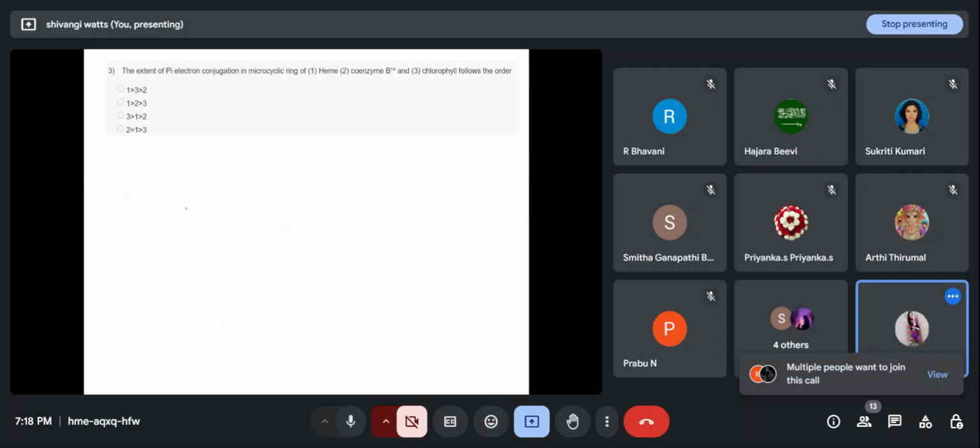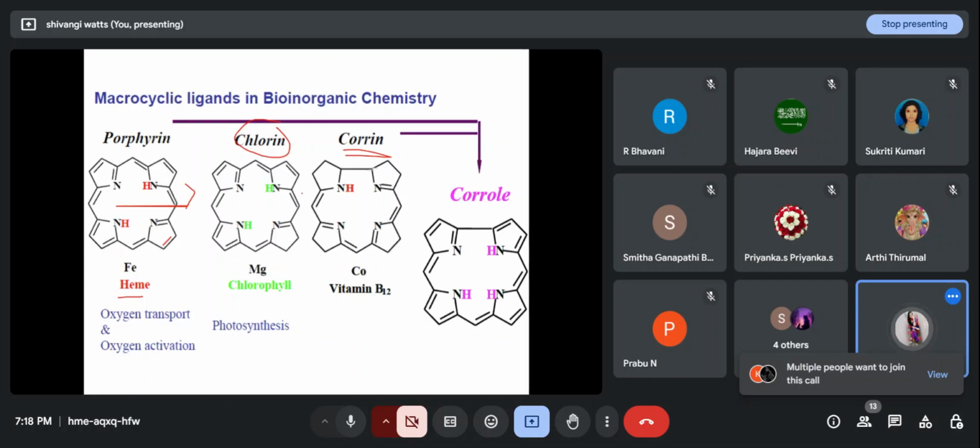After that, chlorophyll, and after that vitamin B12. So if this is corrole, this is less conjugated. The most conjugated is the porphyrin system, which is in heme. After that chlorin, which is in chlorophyll. Then corrin, which is in vitamin B12, and the least conjugated is corrole.